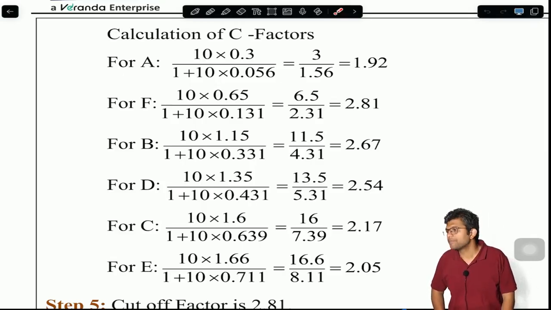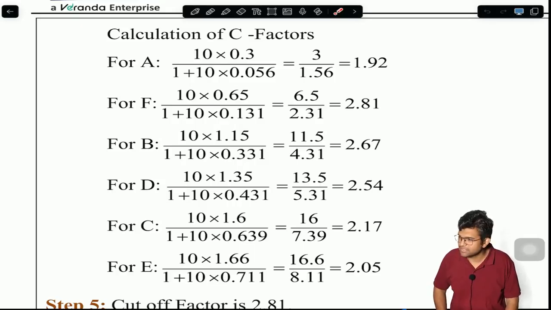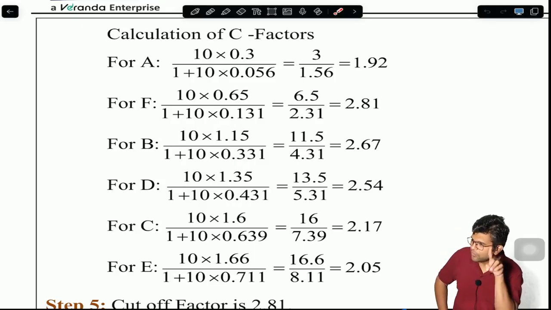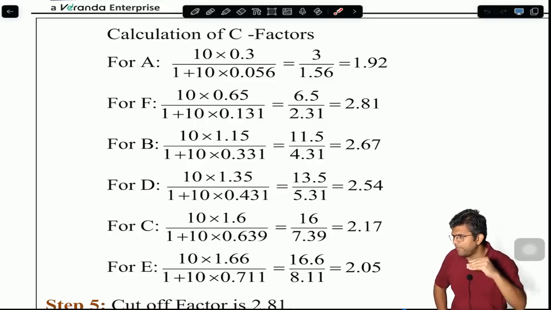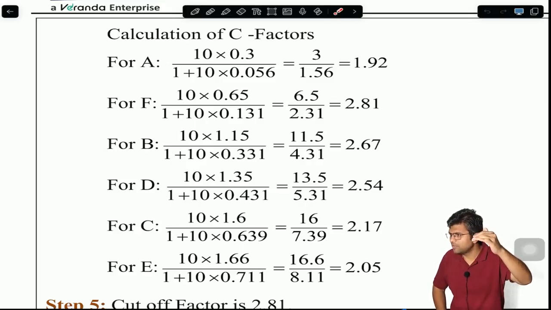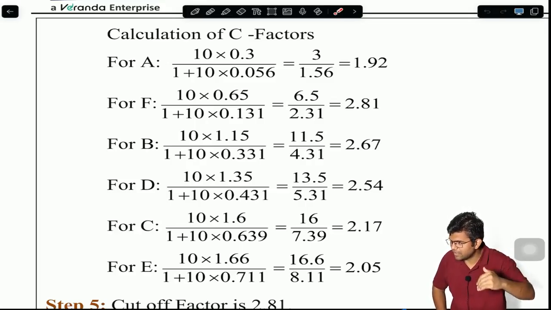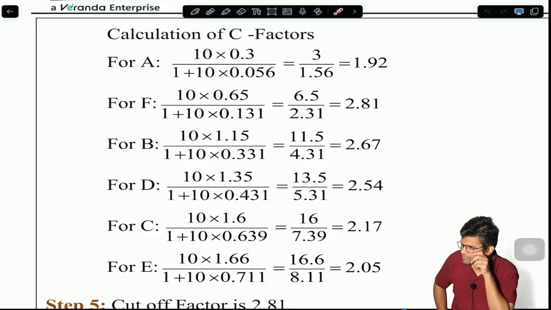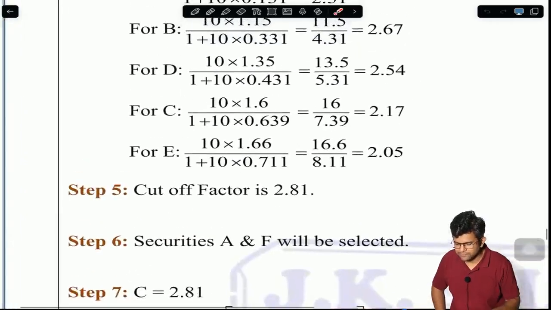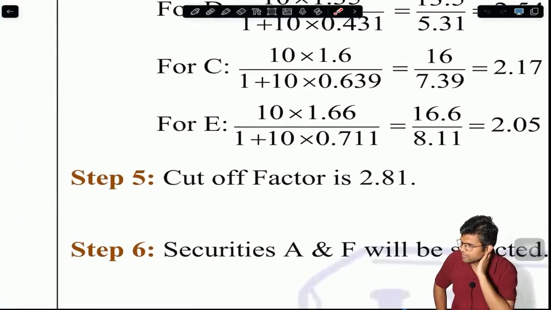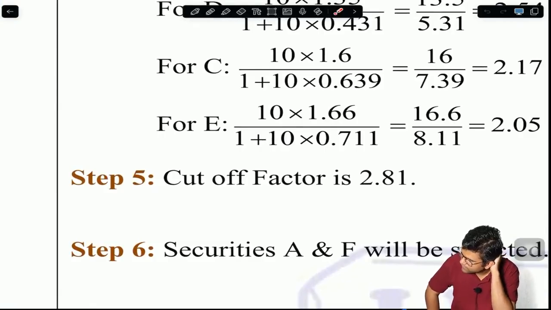Everyone ready? So now according to Sharp, the next step is to check from where the C factor is starting to drop. Students, C factor is starting to drop. Can I say from 2.81? From 1.92 it went to 2.81. And then you can see it is dropping. Can you see? So hence the cutoff factor is 2.81. Simple. Write down.